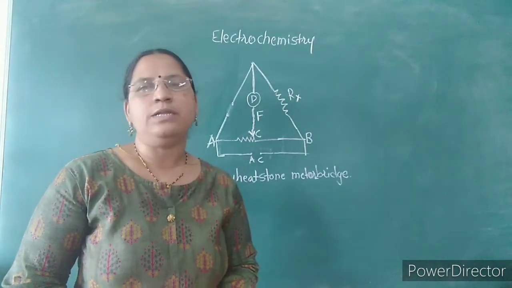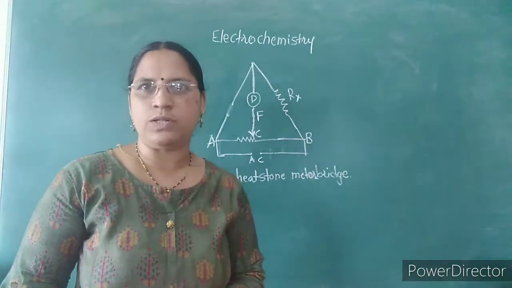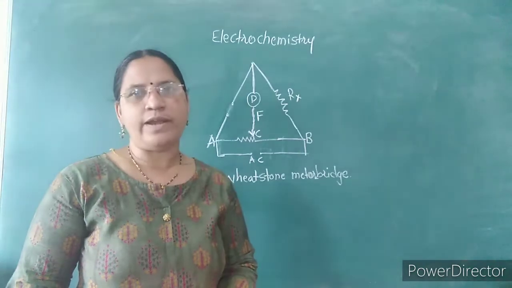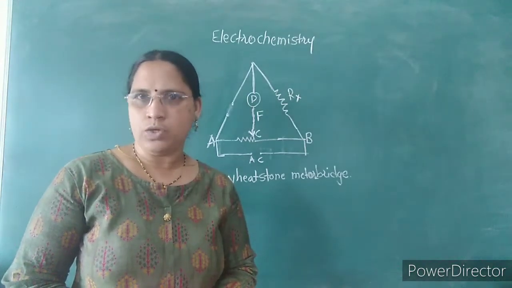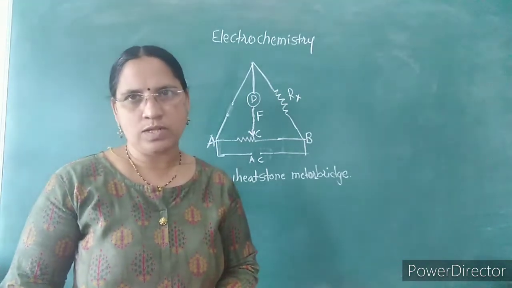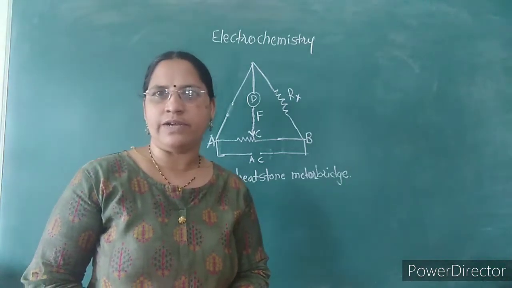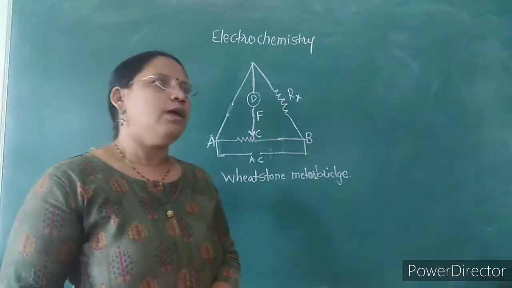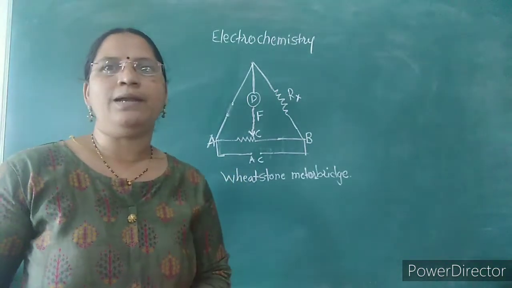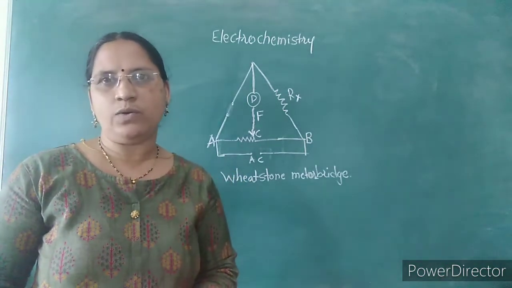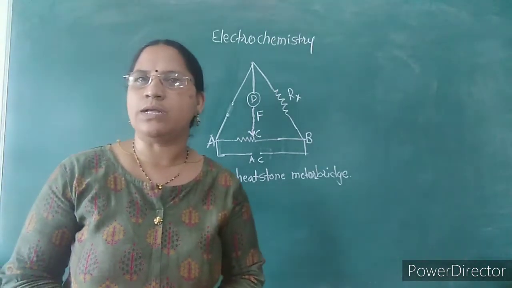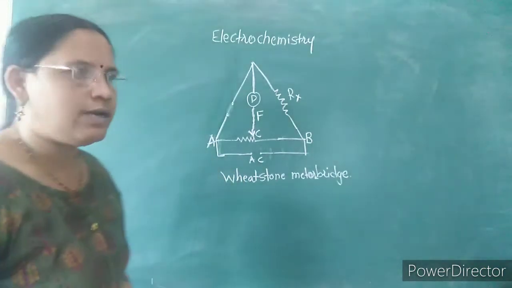For that purpose we need the resistance of the electrolyte solution, whose resistance is unknown. First we are finding out the resistance of the solution. From the resistance of the solution we are going to find out the conductivity of that solution. The apparatus or device which is used to find out the resistance of that solution is called a conductivity cell. So what is a conductivity cell?